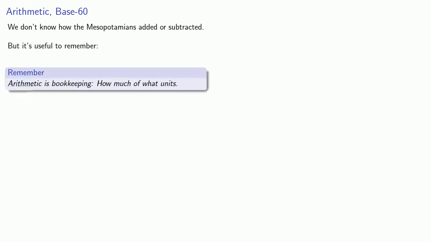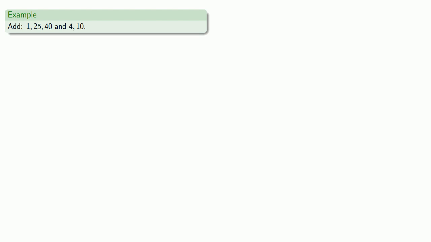While we know how the Mesopotamians wrote numbers and multiplied and divided, we don't actually know how they added or subtracted. But it's useful to remember the important idea: arithmetic is bookkeeping. How much of what units? So let's say we want to add 1, 25, 40, and 4, 10.